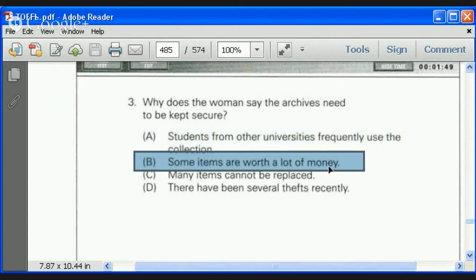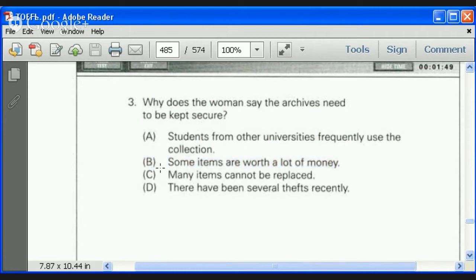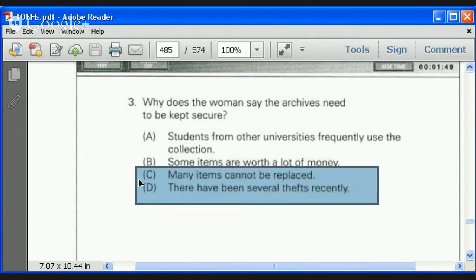Some items are worth a lot of money. Okay, here we have a fake answer. Again, I don't immediately know the answer, so I need to use process of elimination. This answer is exactly the opposite of what the woman said. She said you probably would not get a lot of money for these things. I can remember that she said that. So, classic trap answer, fake answer. Eliminate it. That's great. Now I've increased my chances from 25% to 50%.